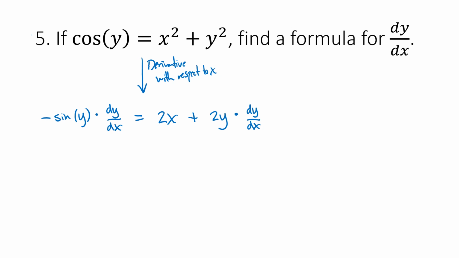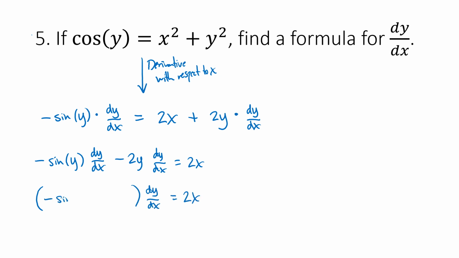So now the calculus is over. Now all I have to do is some algebra to get dy dx by itself. So I'm going to move all the terms that have dy dx to my left-hand side. I've got sine of y dy dx minus 2y dy dx equals 2x. I'm going to factor out the dy dx.